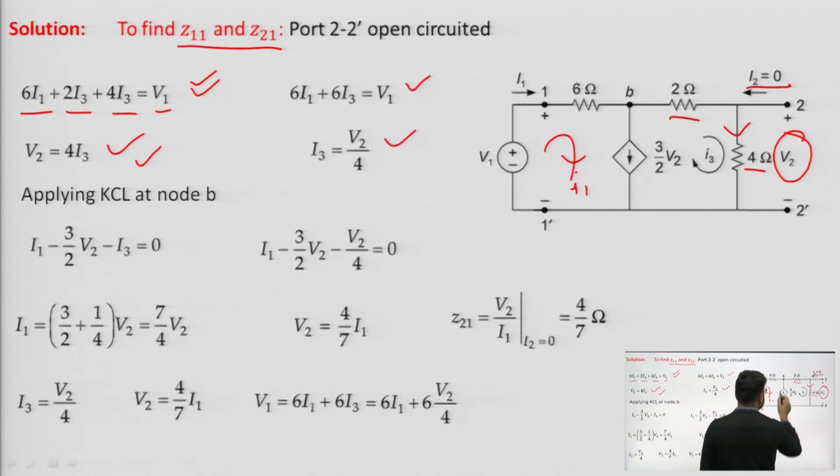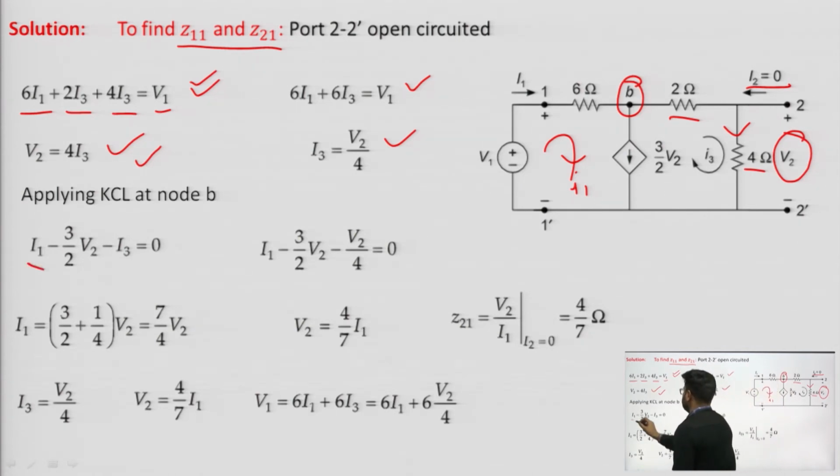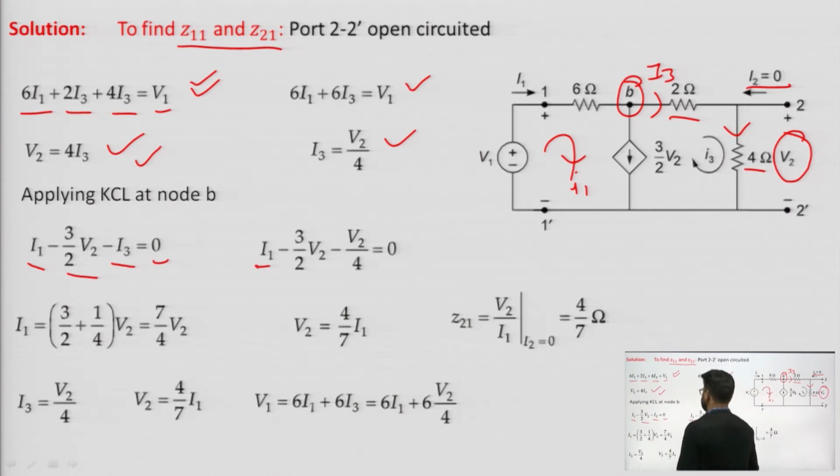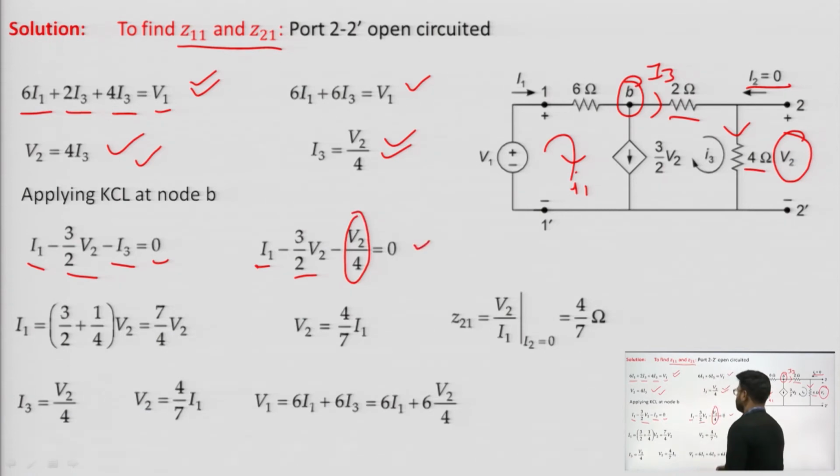Now, we will apply KCL at node B. Then we will get I1 which is incoming to the node, minus 3 by 2 V2 which is outgoing from the node, minus I3 which we are also assuming outgoing from the node, equals to 0. So, we have I1 minus 3 by 2 V2 minus I3, and we know I3 is V2 by 4. So, we have put the value of I3 here, V2 by 4, equals to 0. Now, we got the equation in I1 and V2.